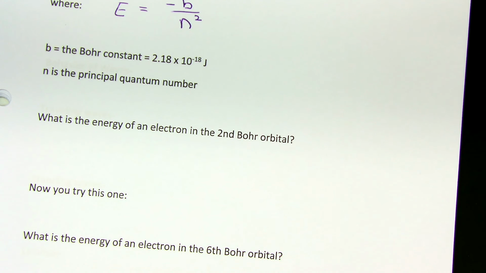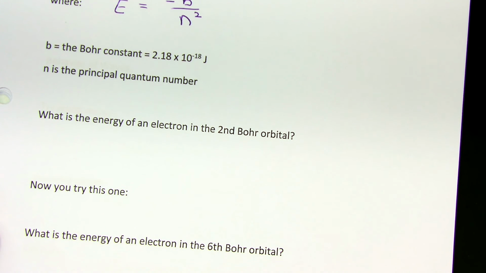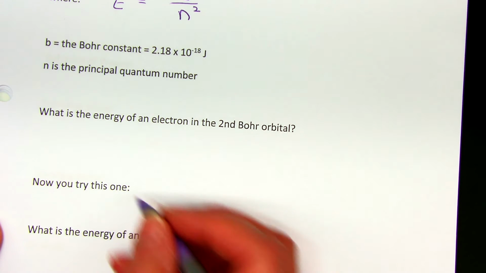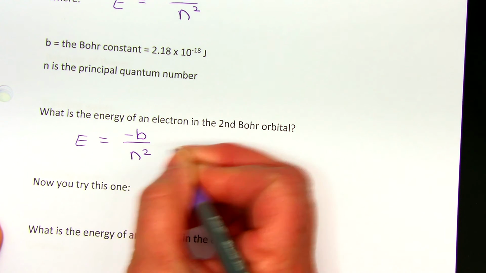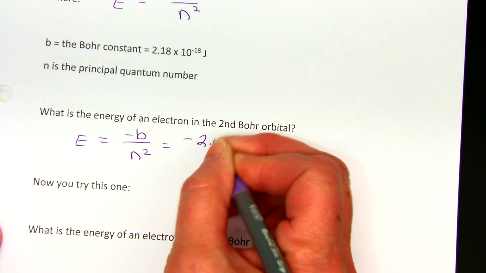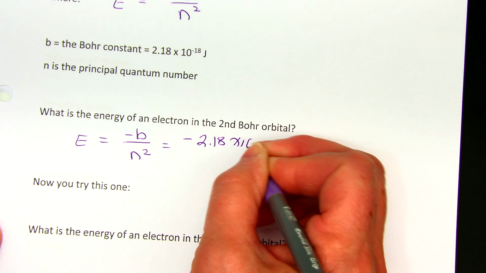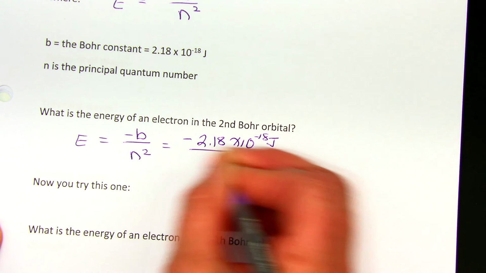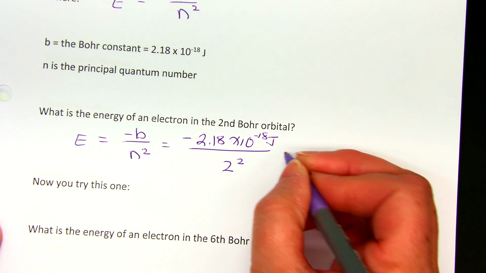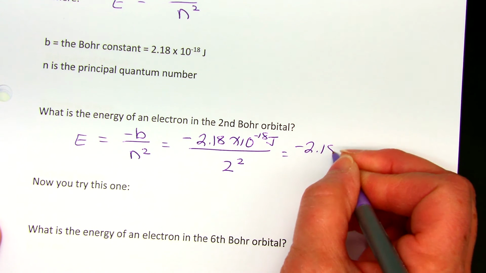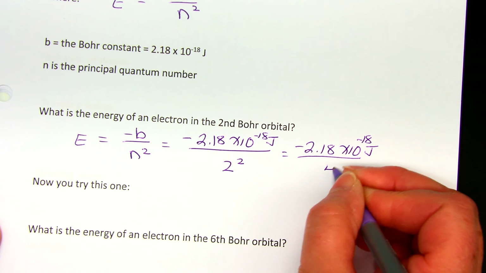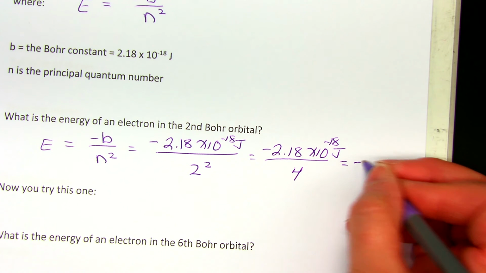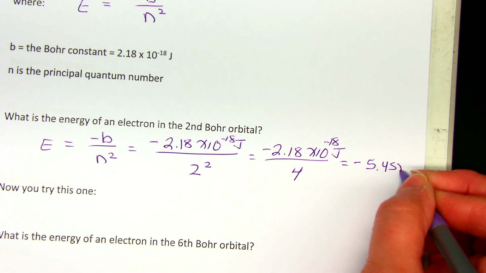2, or second, is an integer, so it is a counting number, so it has no significant figures and it doesn't contribute to sig figs here. So we know E is equal to minus B over n squared, and that's equal to negative 2.18 times 10 to the negative 18th joules divided by 2 squared. So negative 2.18 times 10 to the negative 18th joules divided by 4 gives me negative 5.45 times 10 to the negative 19th joules.